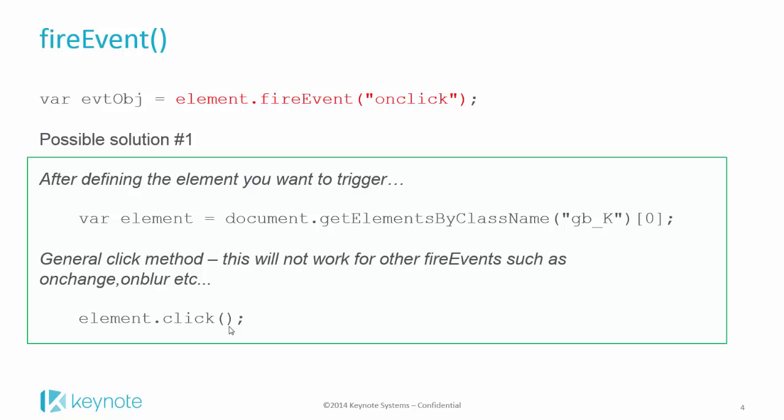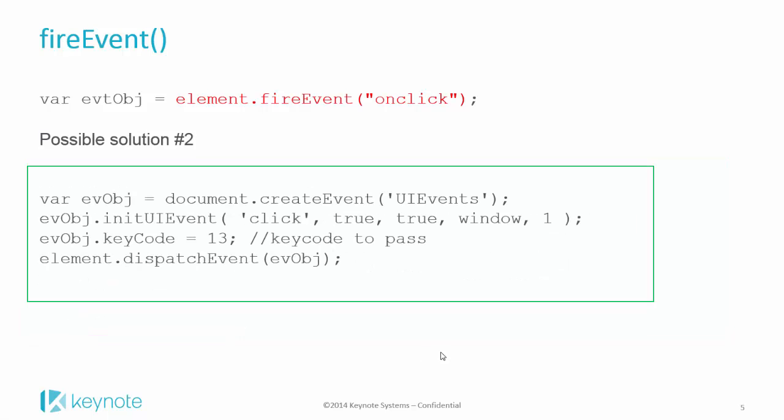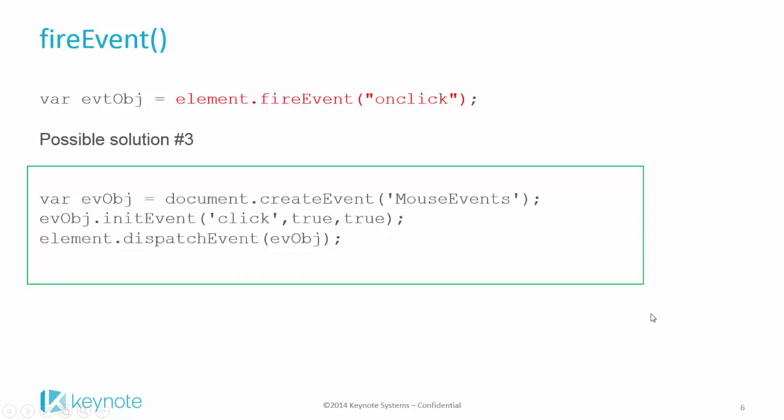That's the simplest approach. If that doesn't work, you could try some more advanced code, and this second solution would be to use an event object using the function create event and pass the argument UI events, and then implement the rest of this code. Essentially, the last line is dispatch event for your object. And thirdly, another try could be to create event with this create event function using mouse events, and then you're doing a dispatch event there as well.